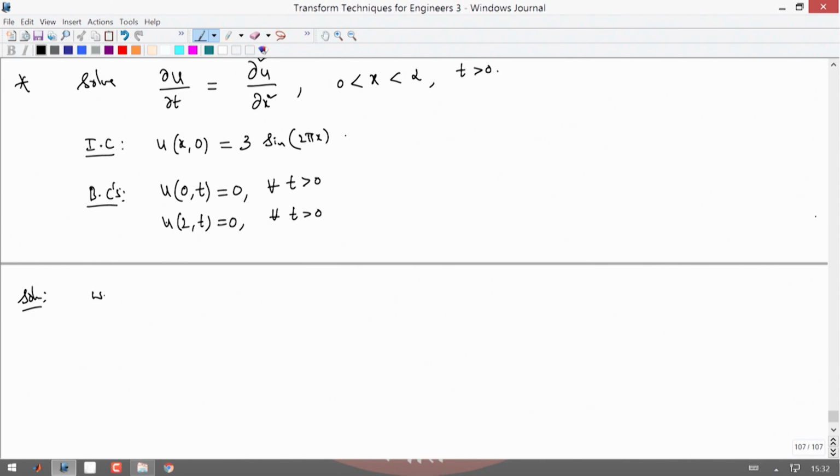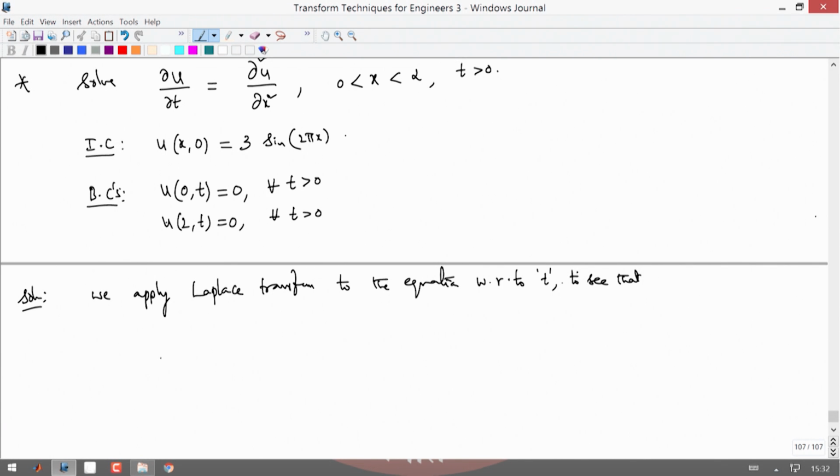We apply the Laplace transform to the equation with respect to t, because this is the domain over which you can apply it. The domain of the Laplace transform is 0 to infinity, so only with respect to t we can apply it.